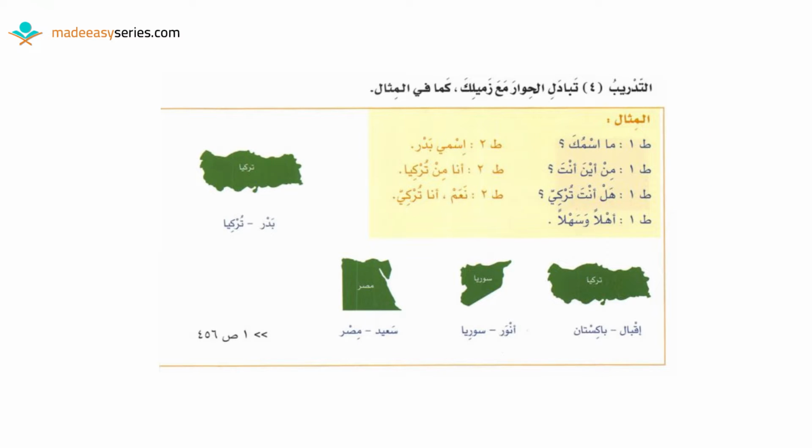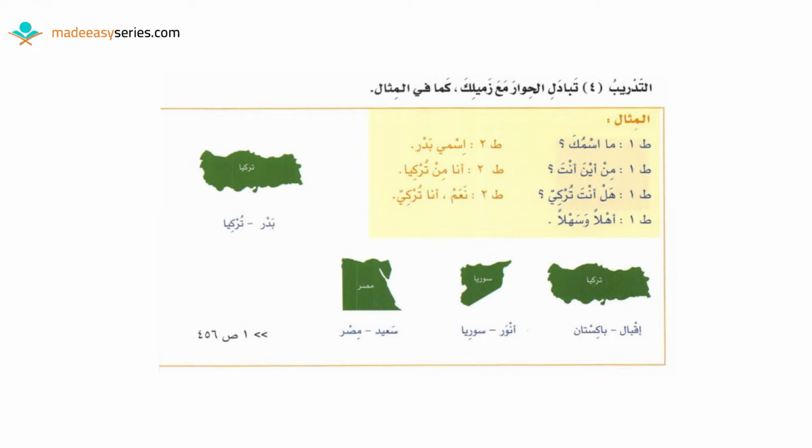التدريب الرابع, the fourth exercise. It says تبادل, exchange الحوار, the conversation مع زميلك, with your colleague or with your classmate, كما في المثال, just like in the example. Here we have different pictures of different countries. Underneath the picture of the country, we have two words. We have a word on the right side, which is a person's name, and the word on the left side, which is the country where the person comes from. What we need to do is to make a dialogue with the person.